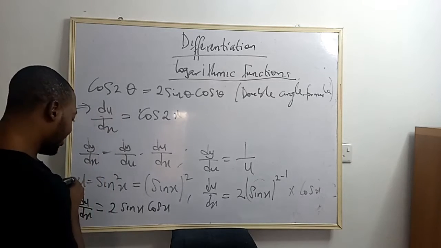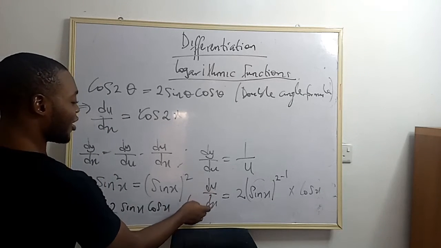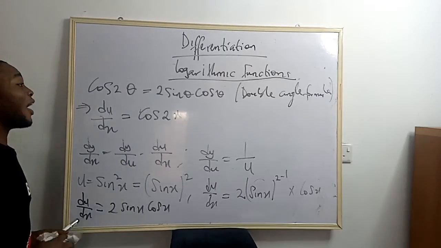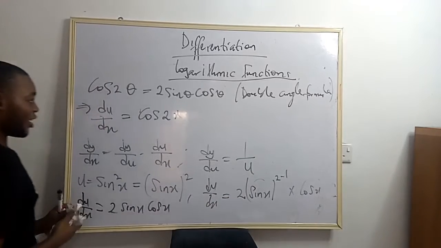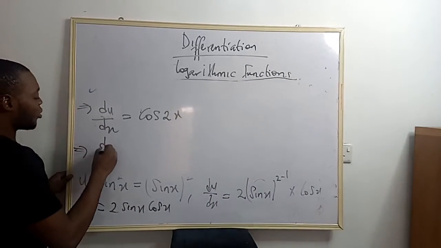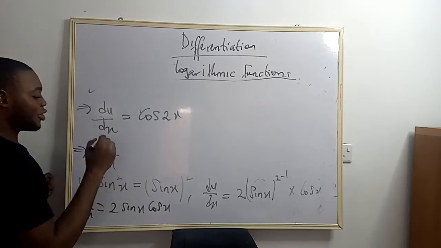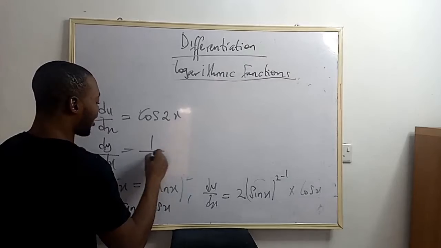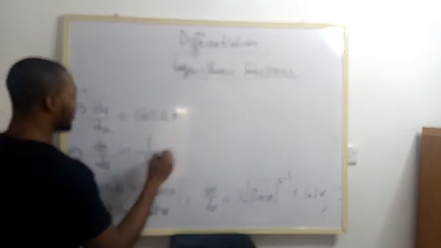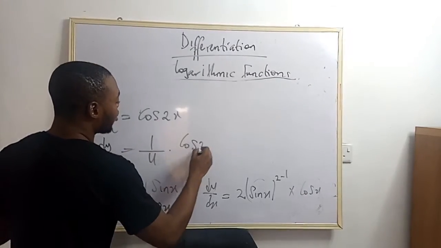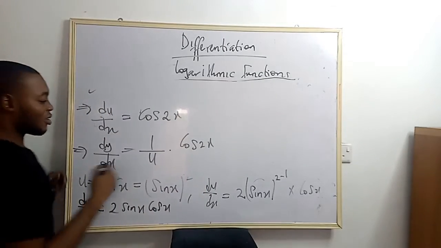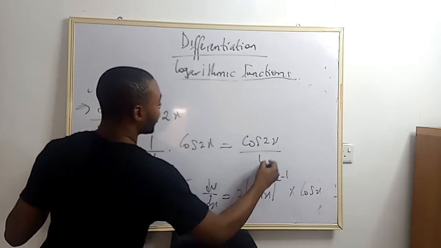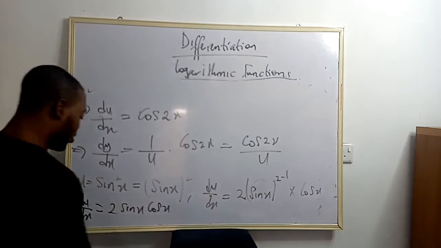So actually, you can decide to leave it as 2 sine x cos x. That implies dy/dx, which will be equal to dy/du times du/dx. dy/du is equal to what? 1 over u. Rewind this video and check that. Times du/dx, which is equal to 2 sine x cos x. So that will be equal to 2 sine x cos x all over u.